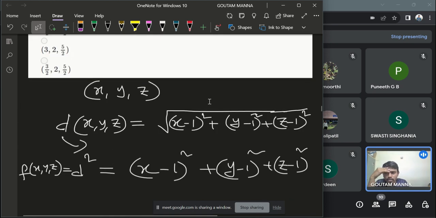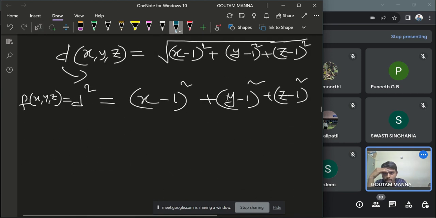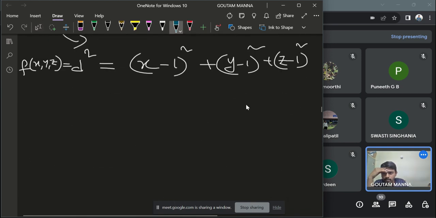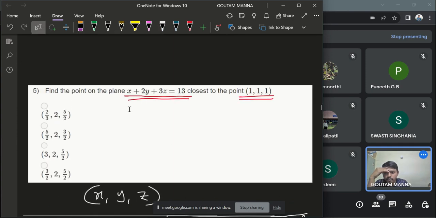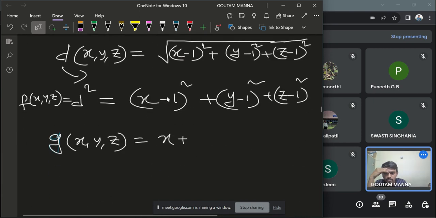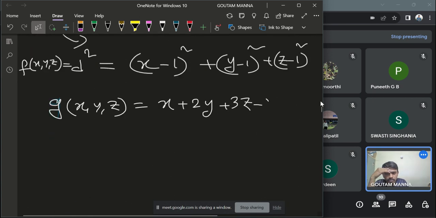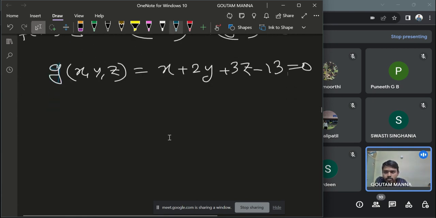And the constraint will be this. We need to be on this plane. So I am writing the equation of the plane as g of x y z equals x plus 2y plus 3z minus 13, moving the 13 to this side, and on the right hand side I am putting 0. Let me call this equation 1.